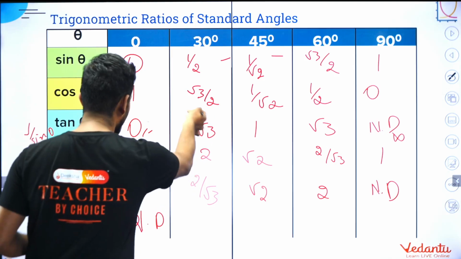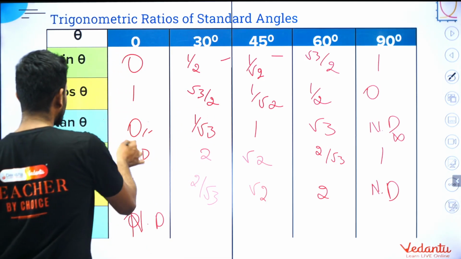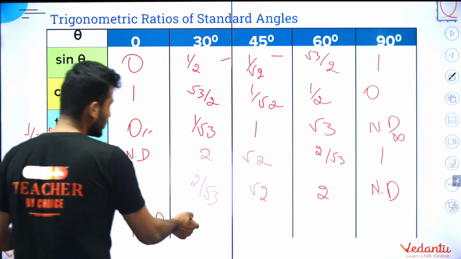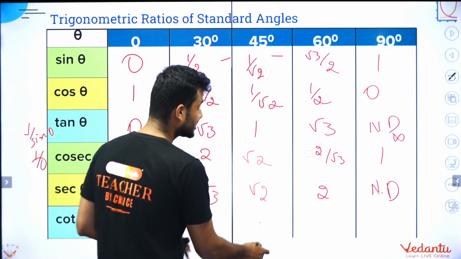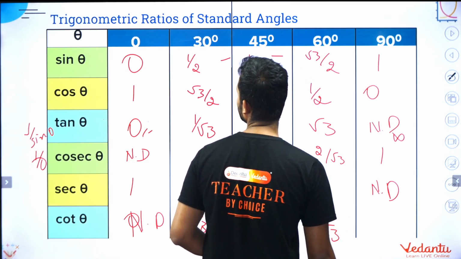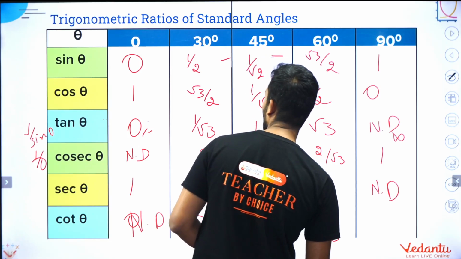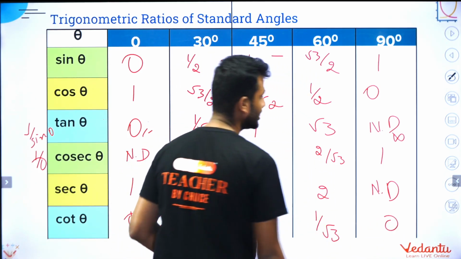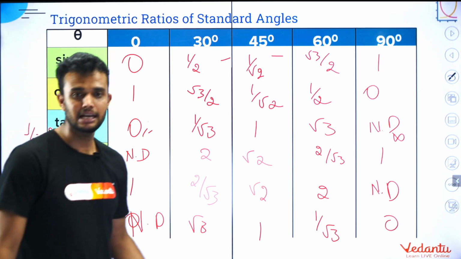Reverse, right, students? We need to reverse the tan theta values. 1 by root 3 becomes root 3. Then 1 is nothing but 1 only. Then 1 by root 3. Then what about 0 by anything? 0 by 1 is nothing but 0 only. These are the values. By using this trick, you can easily identify them.